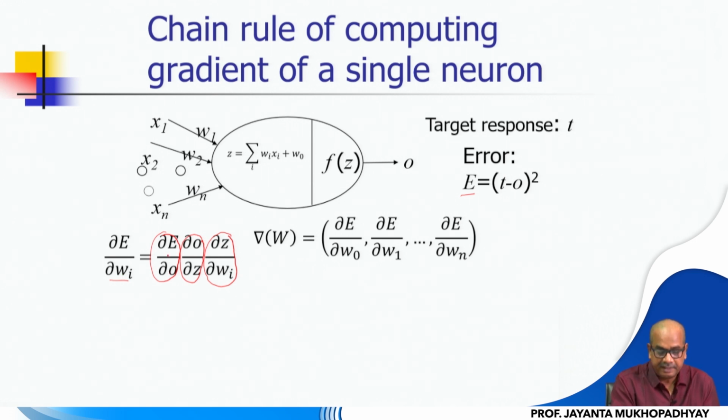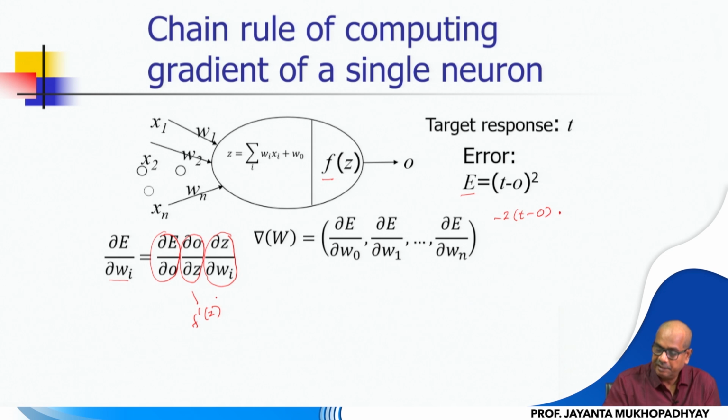Now you know that you can compute it analytically. That's the advantage. What is delta E by delta O? It is minus 2 into (T minus O). What is delta O by delta Z? Now O is basically f(Z), so this component would be f dash Z. It depends upon the function. If you have an analytical function, you can compute its derivative.